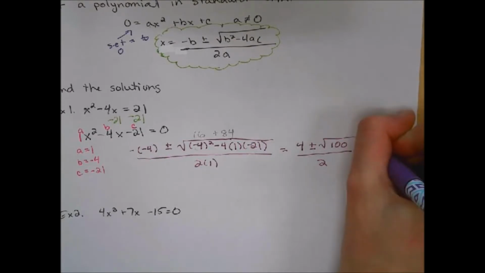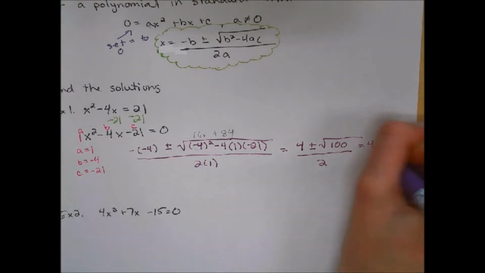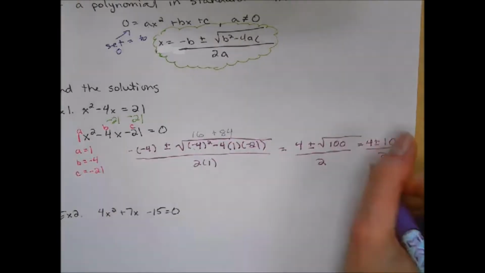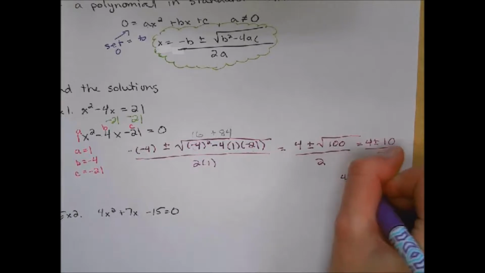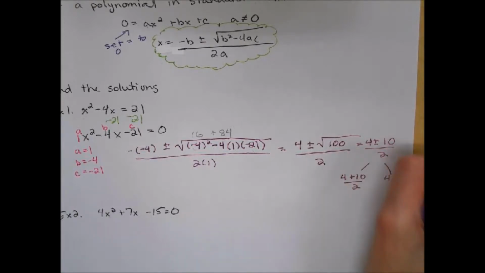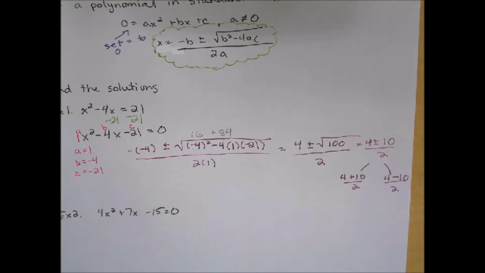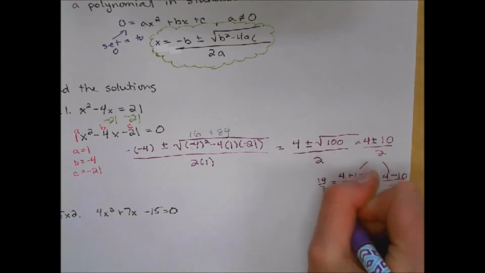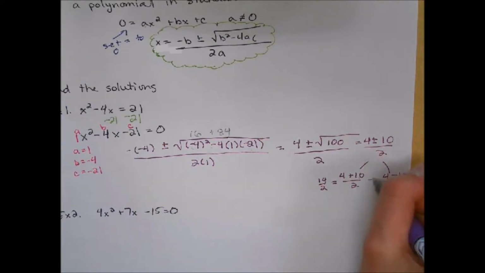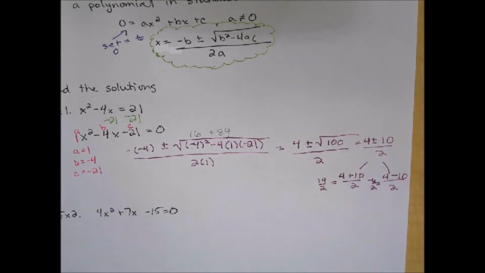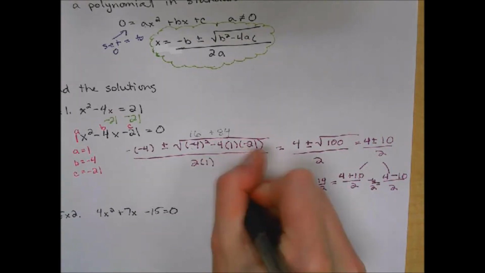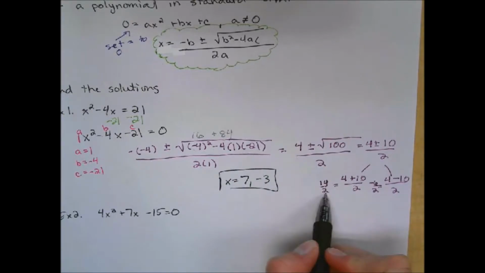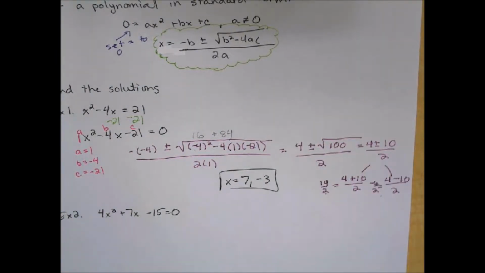Continuing, 4 plus or minus 10 over 2. And we can split this now into two problems. 4 plus 10 over 2, 4 minus 10 over 2. This gives us 14 over 2. This gives us negative 6 over 2. So our answers are x equals 7 from 14 over 2 and negative 3 from negative 6 over 2.